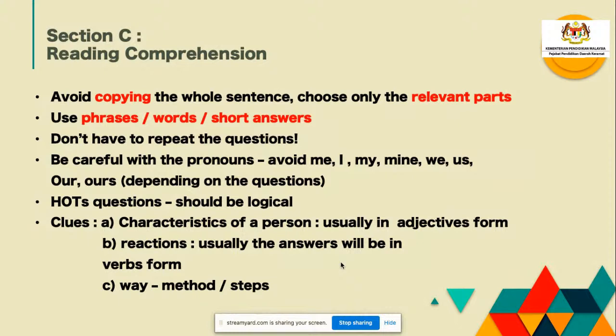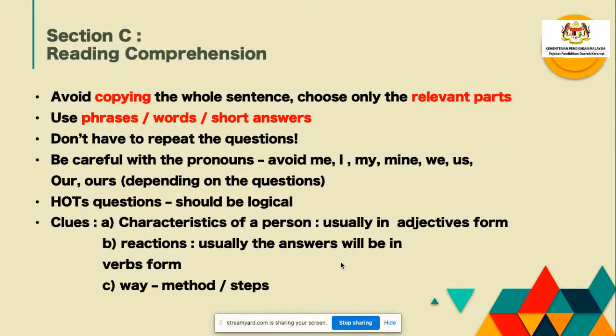And sometimes the question is asking you to give a way. If you are given this situation, what will you do? So that could be also, okay? That's among the favorite ones for HOT questions. Question number 28, 29, or even 30. 30 is a must. Sometimes they start with 28, okay? All right.